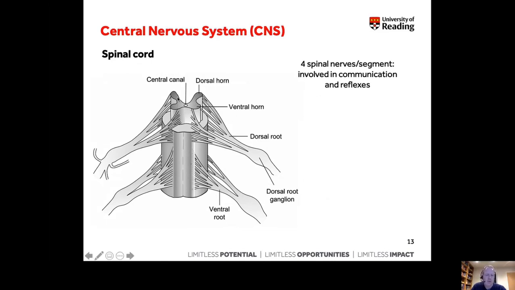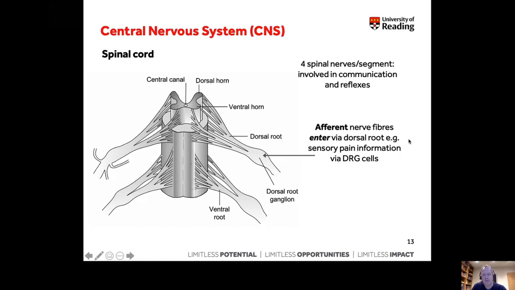So essentially, in these four horns, the dorsal and the ventral horns, there are 4 spinal nerves per segment. These are involved in communication from the peripheral nervous system and also in reflexes. So probably importantly, take-home message is that the dorsal horns, the dorsal roots, are important for what we call afferent information. So afferent just means information that's going into a system. So information from the peripheral nervous system, things like pain and the sensory information, enter the central nervous system via these dorsal roots, which feed into the dorsal horn.